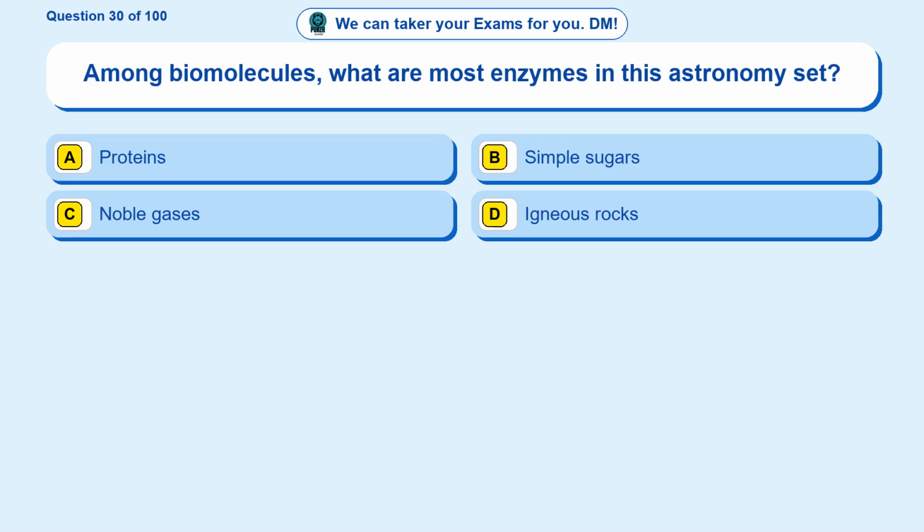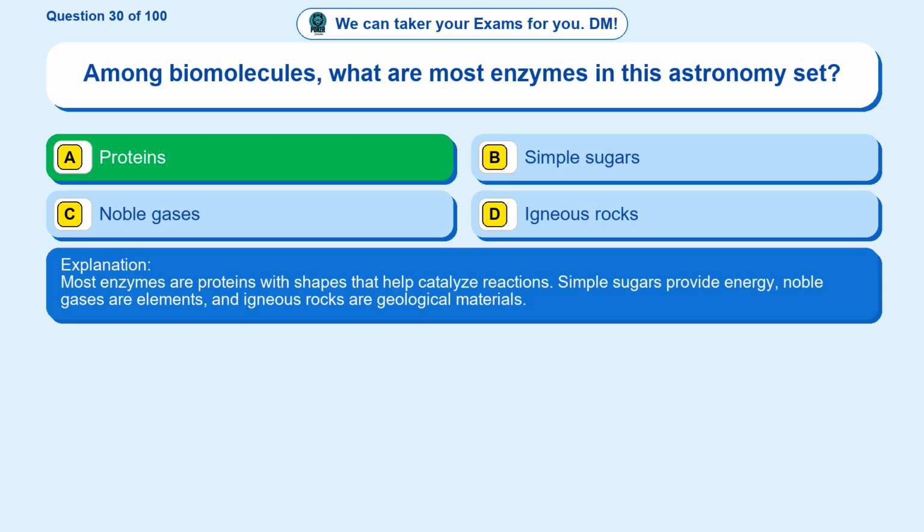Question 30. Among biomolecules, what are most enzymes in this astronomy set? Option A, proteins. Option B, simple sugars. Option C, noble gases. Option D, igneous rocks. The correct answer is option A. Proteins. Most enzymes are proteins with shapes that help catalyze reactions. Simple sugars provide energy, noble gases are elements, and igneous rocks are geological materials.